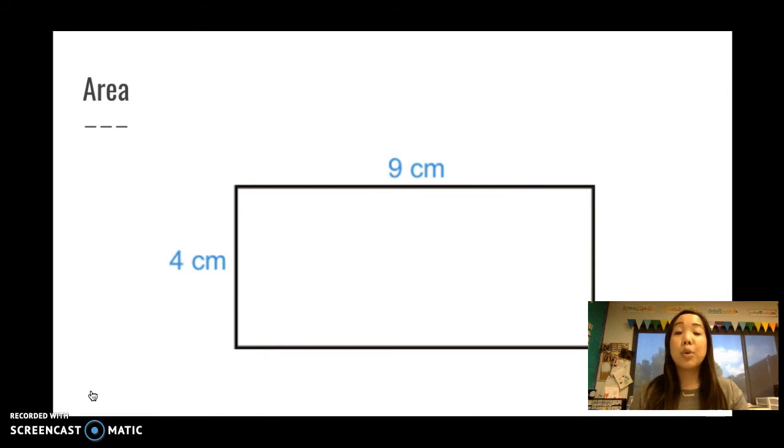Now, since we're multiplying, we are going to have two sets of units. We have 9 centimeters times 4 centimeters. And so our units for area is going to be centimeters squared. So my area for this shape is 36 centimeters squared.